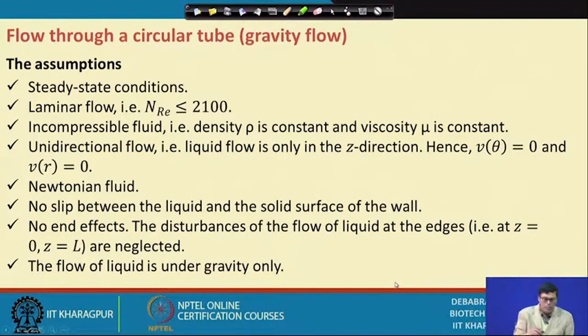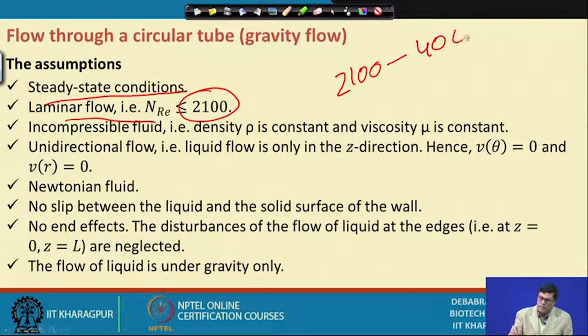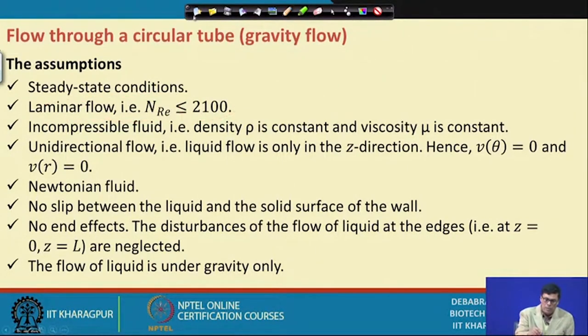Now, for the flow in the circular tube, we make the following assumptions. One is steady state condition, laminar flow. We know that laminar flow occurs when the Reynolds number is less than 2100. Between 2100 and 4000 it is transient, neither laminar nor fully turbulent, but below that it is Newtonian flow. At 4000 we have turbulent flow. Laminar flow is less than 2100. The incompressible fluid has constant density and constant viscosity.